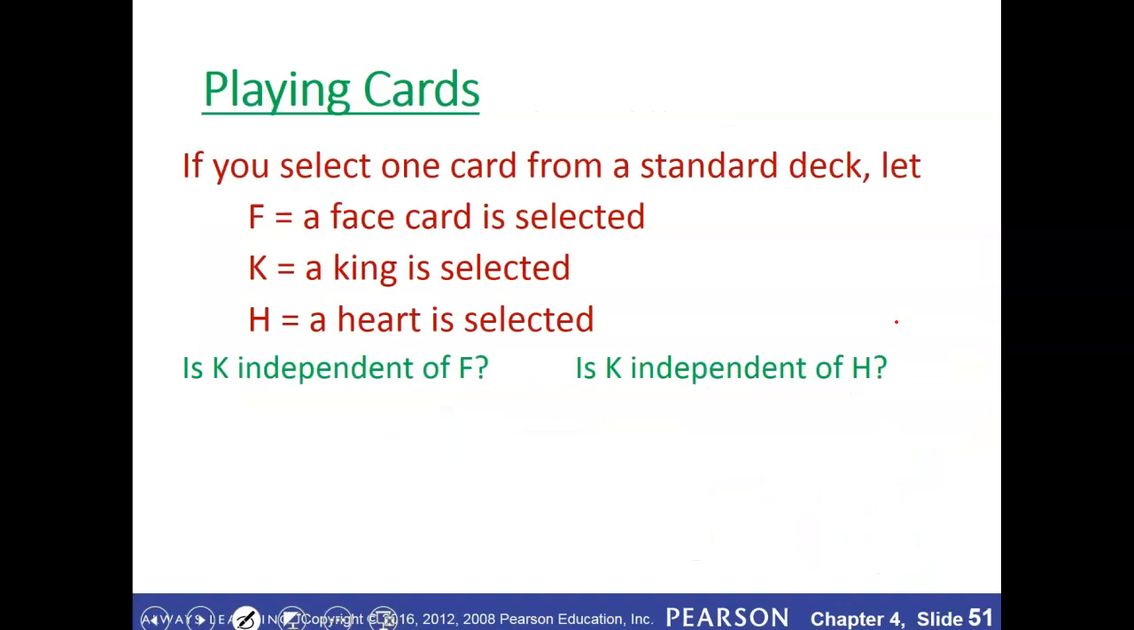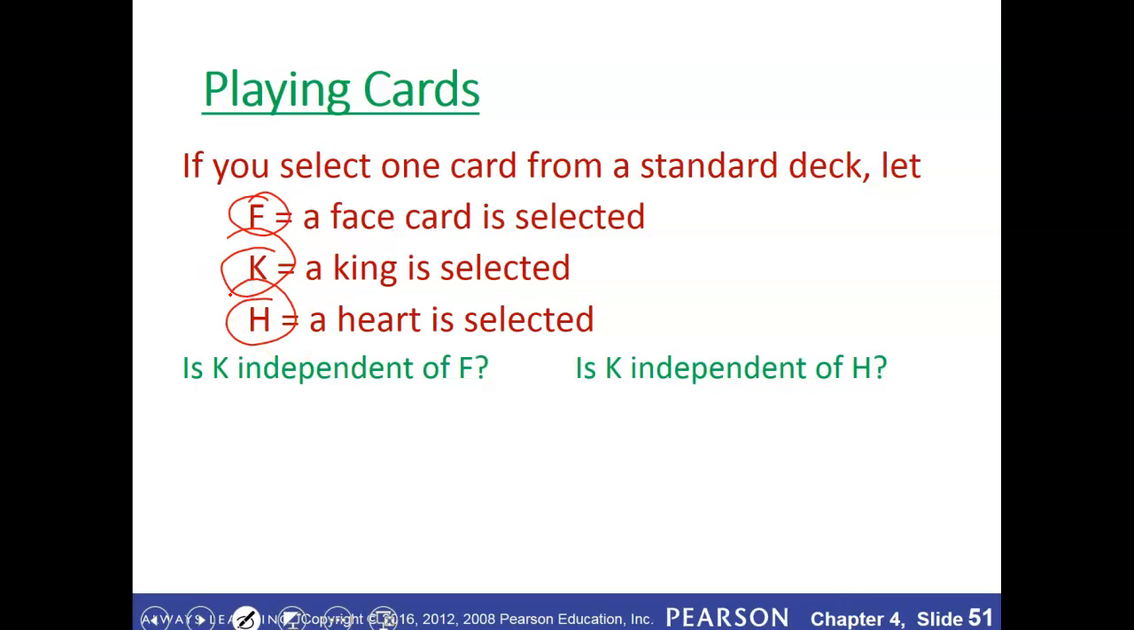So let's first look at another situation. Let's say that we have 3 different events. The first event is that a face card is selected. Okay, that's what event F would be. Then the second event would be that a king is selected. That's the event K. And then H is that a heart is selected.